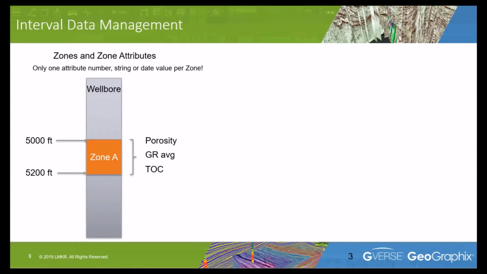In Zone Manager, you can define a zone. Usually it's defined by pixels in every well, and then you can assign attributes to that zone. Maybe it's porosity or gamma ray or organic carbon. But you can only assign one attribute, number, string, or date value per zone. So in this case, this zone is 200 feet in the well, you would have to assign an average gamma ray or an average porosity to that 200-foot zone.